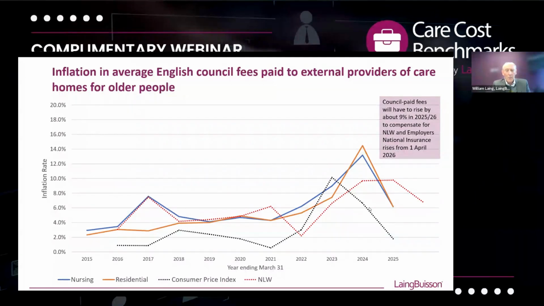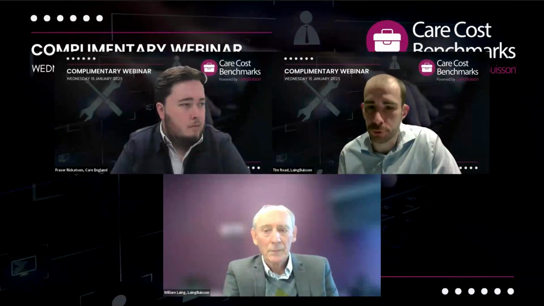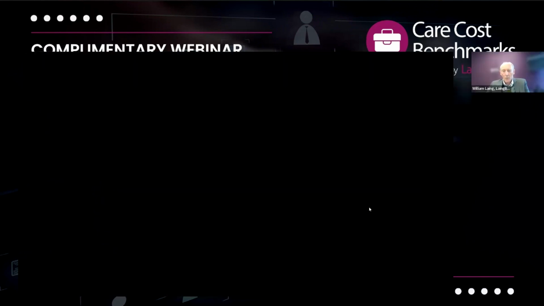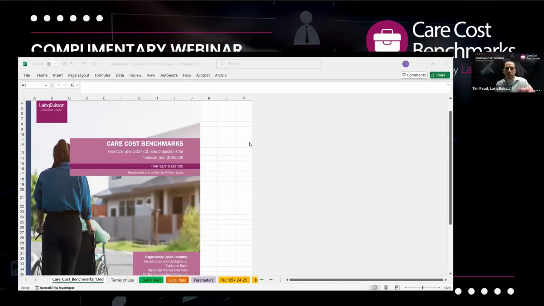So if we can now go on to the Care Cost Benchmarks model itself, and Tim, if you can bring that up with the... Just to check, William, you should be able to see the Care Cost Benchmarks tool now, just check that you can. I can't, no, I'm still seeing the initial slide. Okay. Right, in which case I'm going to stop share and reshare so that comes through. Okay.